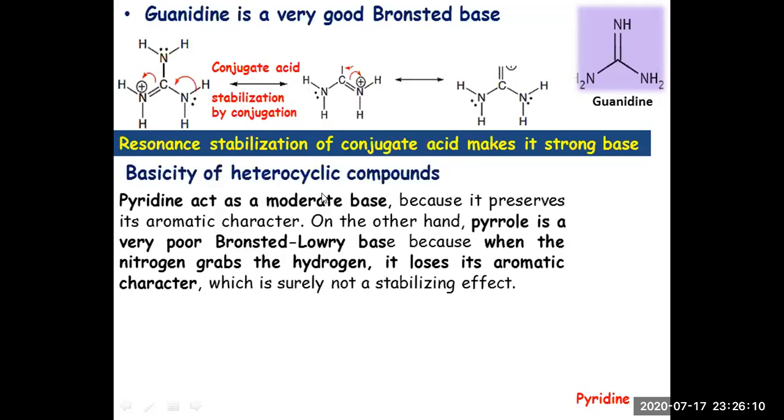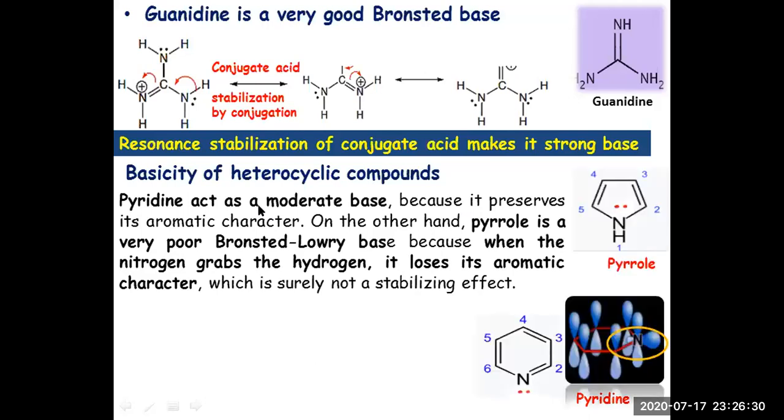Now, the basicity of heterocyclic compounds we'll talk about. Pyridine is moderately basic in nature. It has aromatic character. Pyrrole is a very poor Bronsted base because the nitrogen lone pair is in resonance, and it is used for the aromaticity of that particular molecule. Take this example of pyrrole.